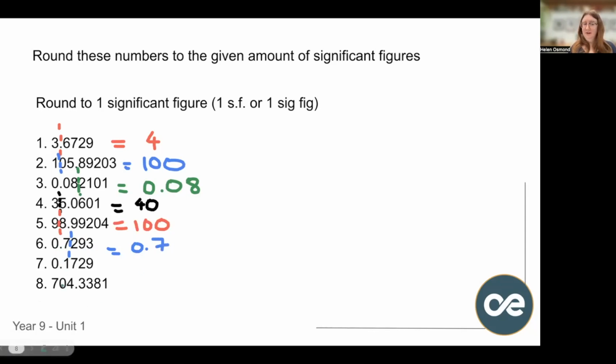I've lost my pattern of colours. Next one here, again, one significant figure. The 1 is the first digit. So I'm going to end up with 0.2 because the 7 means it rounds up.